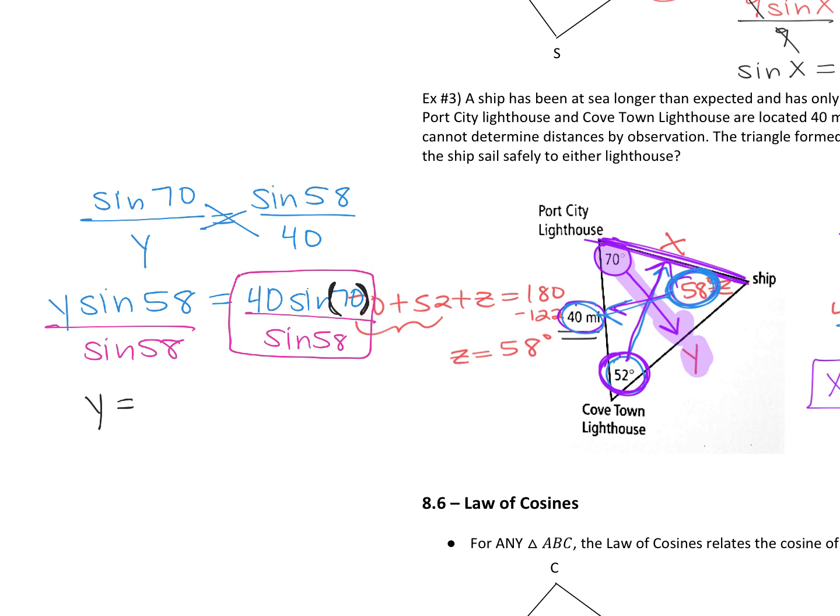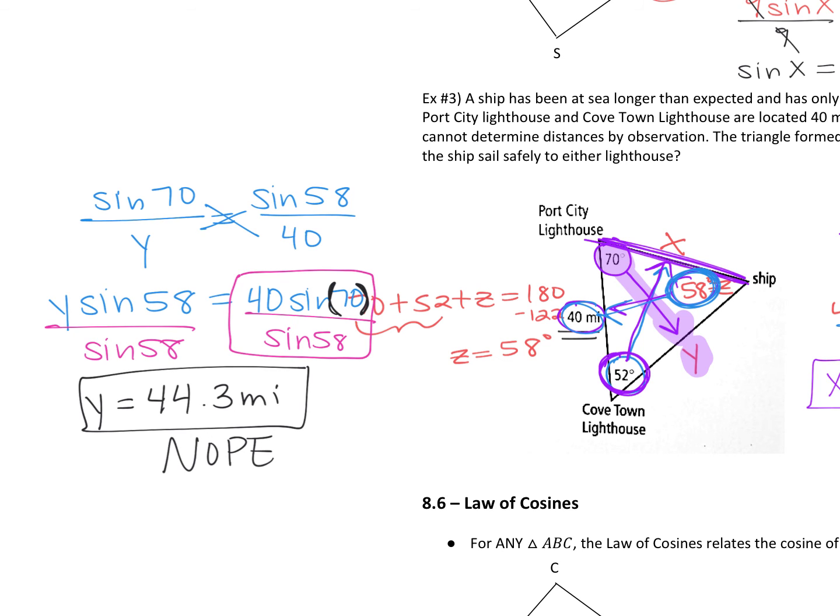What'd you get? 44.3. And this is miles. So can he make it to the Covetown Lighthouse? No, because it's 42 miles that he can go, and he will not make it 44 then. So that's a no.